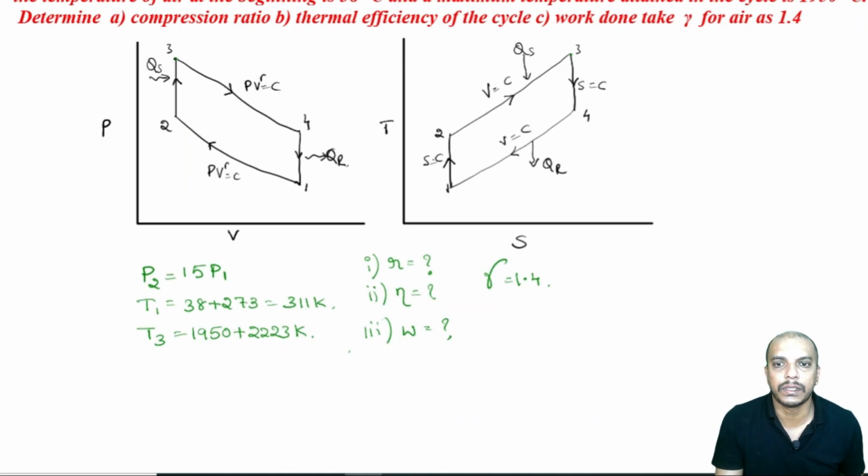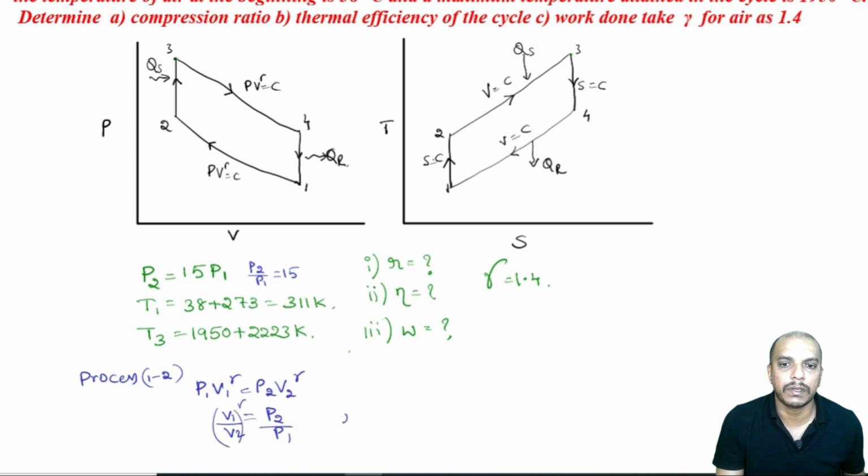Now, how do we calculate compression ratio? I think we can consider process 1 to 2 and we can write P1 V1 power gamma is equal to P2 V2 power gamma, because that is PV power gamma is equal to constant process. And we have this ratio actually P2 by P1, which is equal to 15. So, P2 by P1 is equal to V1 by V2 whole power gamma, and V1 by V2 is nothing but compression ratio.